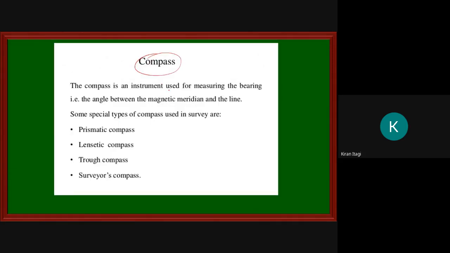So the compass is an instrument used for measuring the bearing. Bearing is nothing but the angle, that is, the angle between the magnetic meridian and the line. Some special types of compass are there: prismatic compass, rough compass, and surveyor compass. This one is important. Rough compass we will use in plane tables, and we will see about the surveyor compass.